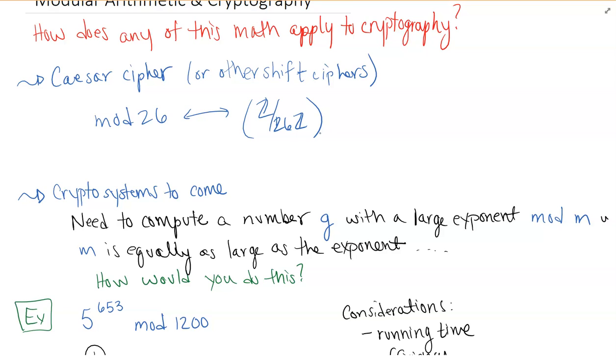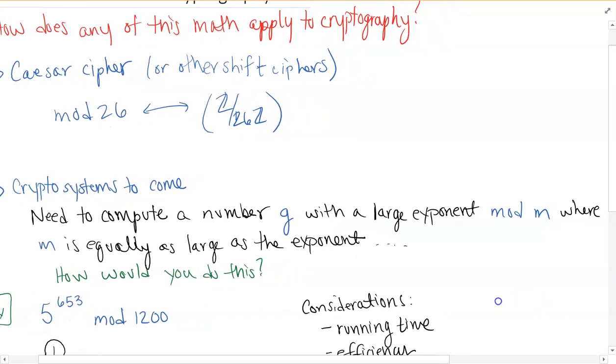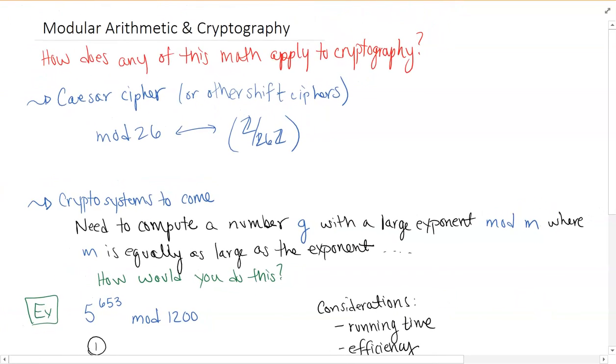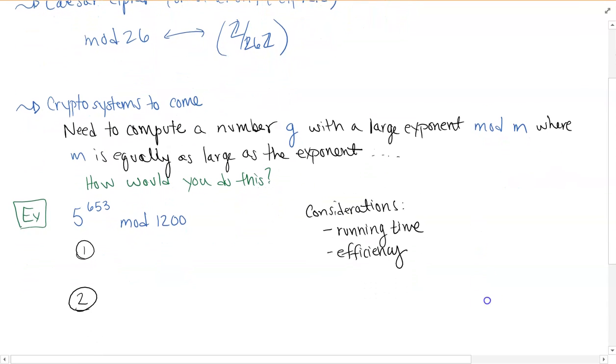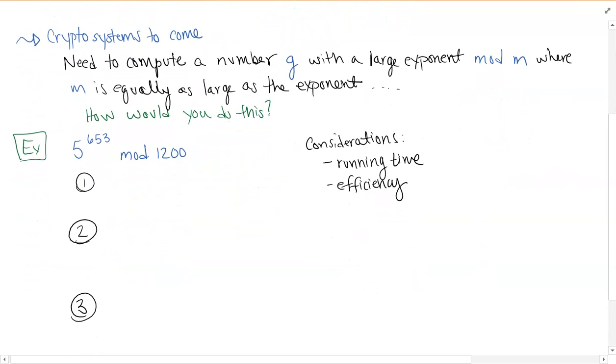Okay, another application that we will see in the future, specifically with RSA and Diffie-Hellman, is that we will sometimes need to compute a number g that has a large exponent on it, such as 5 to the 623, and then do it in mod m, where the modulus is pretty large, so 1200. Okay, this is small-ish, if you can actually believe that.